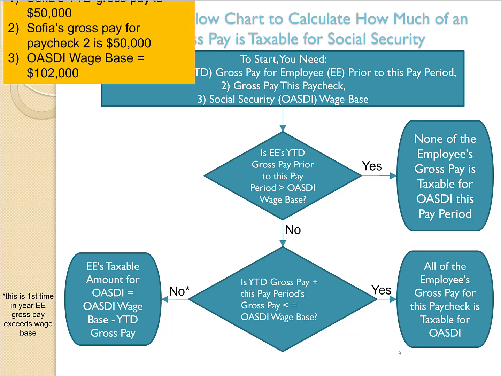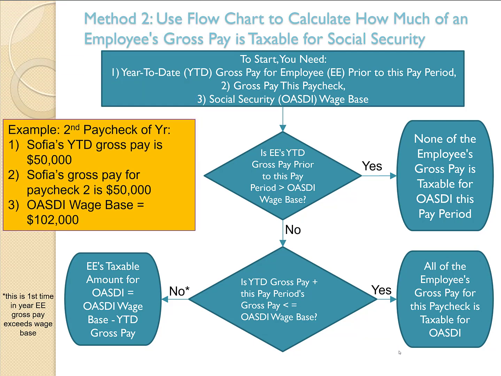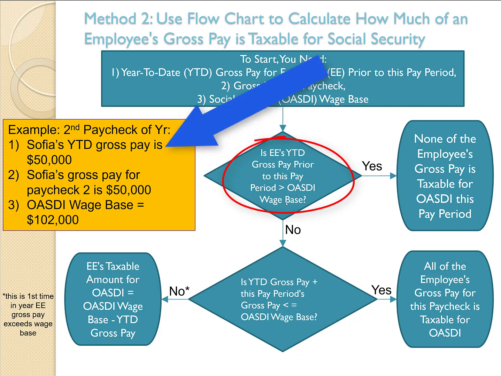In the second paycheck, her year-to-date gross pay, in other words, prior to this paycheck, she's been paid $50,000. This paycheck is also $50,000, and remember the wage base is still $102,000. So we're going to go to our first decision box. Is the employee's year-to-date gross pay, $50,000, greater than the OASDI wage base of $102,000? So no, $50,000 is not greater than $102,000.